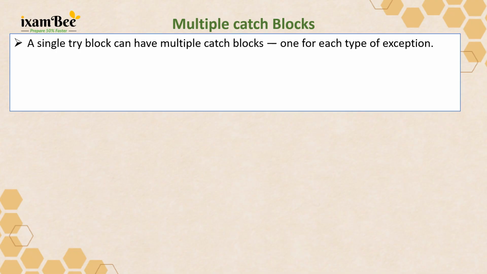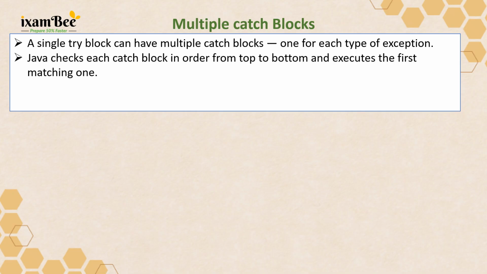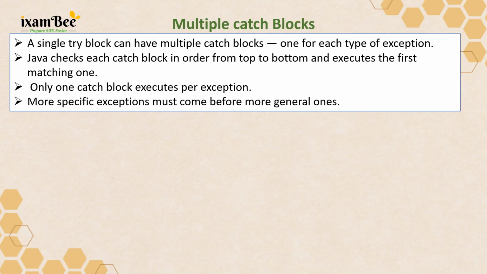A single try block can have multiple catch blocks as well, one to handle each type of exception. Java checks each catch block in order from top to bottom and executes the very first match. Only one catch block executes per exception. You have to take care that more specific exceptions must come before the more general ones.